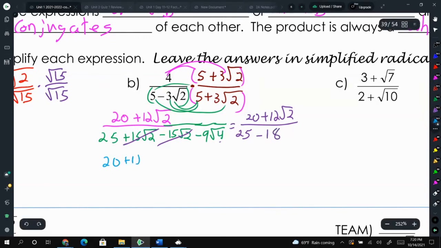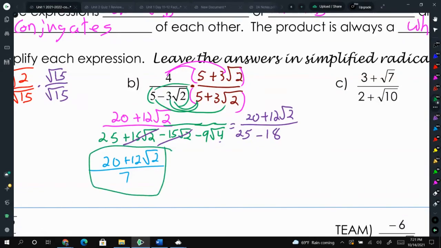So 9 times 2 is 18. So then we will have 20 plus 12 times the square root of 2 over 25 minus 18. That will give you 7. And then we need to see, can we simplify that any further? And we cannot simplify this any further. That is going to be our answer.